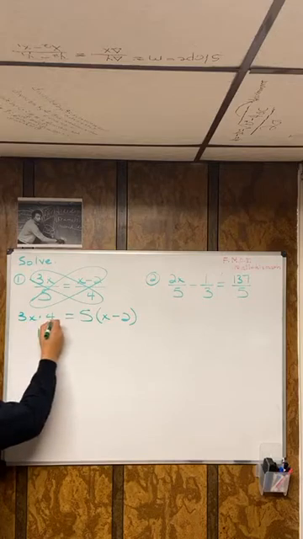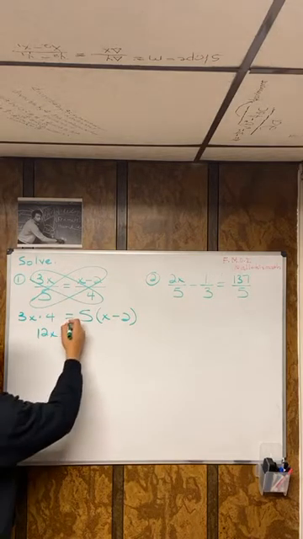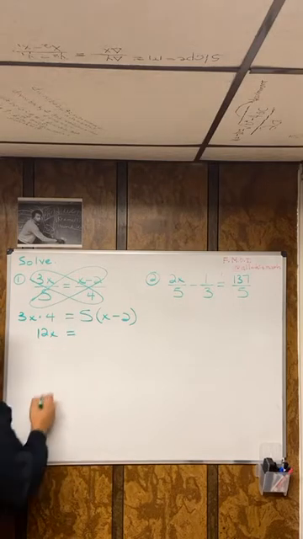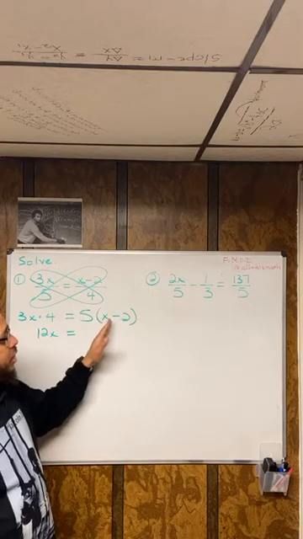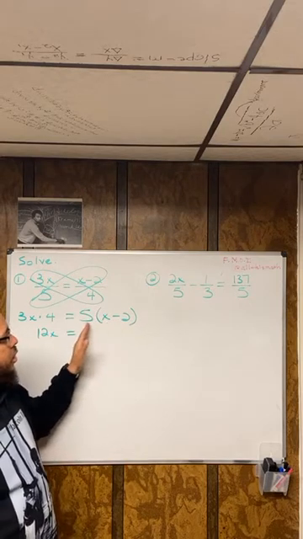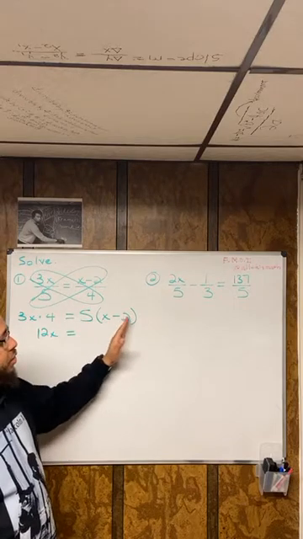Because 3 times 4 is 12, and x was part of the terms. So we got 12x. Bring your equal sign down. Now, we need to multiply this 5. We need to distribute this 5 into this binomial, these two terms. So we need to distribute this 5 and multiply 5 by both of these terms.